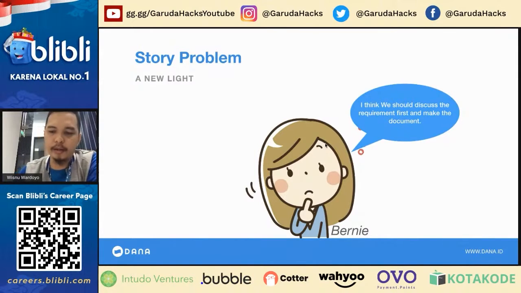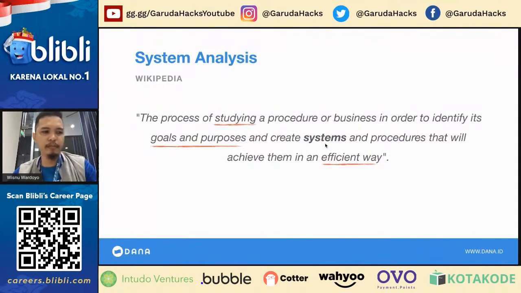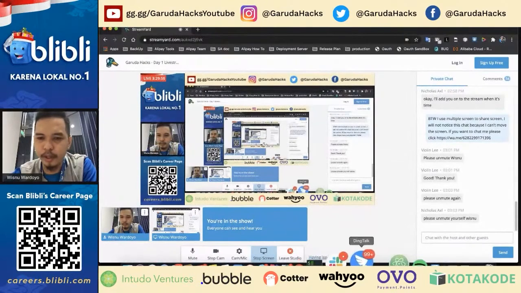And what document is it? The document is a system analysis. Okay, this is where system analysis begins, right? Let's see the definition of system analysis. System analysis, I take it from Wikipedia: the process of studying a procedure or business in order to identify its goals and purposes and create systems and procedures that will achieve them in an efficient way.